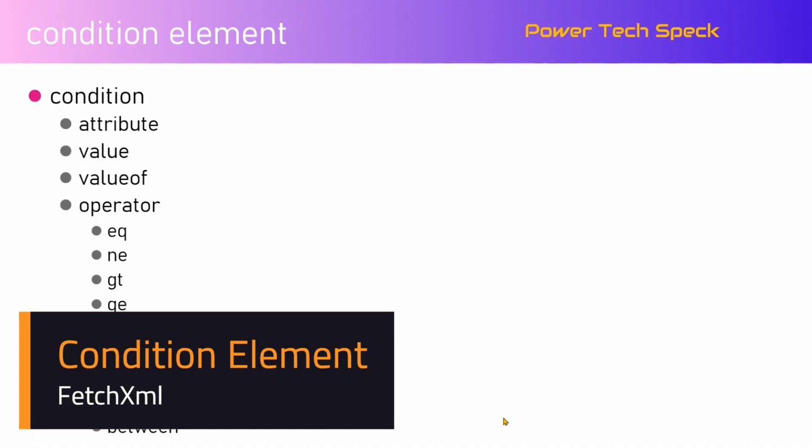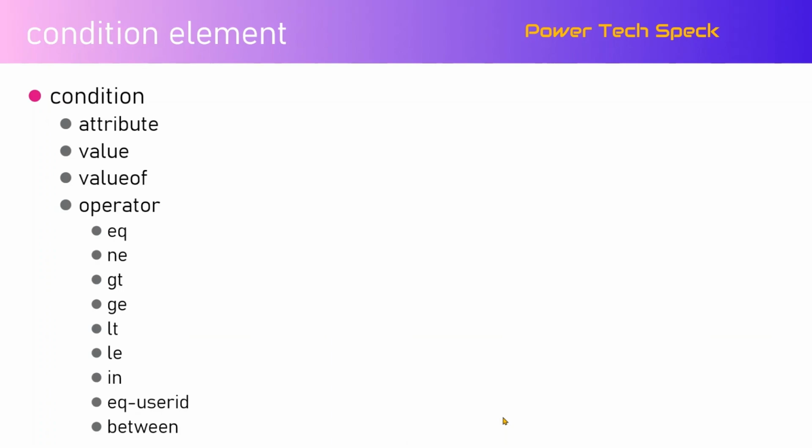In this video, I'll be covering the condition element within FetchXml. Once you start writing a FetchXml statement, you may need to implement some sort of condition by performing a check against multiple variables, or checking against a column, or checking against a value. There are various ways through which you can perform this.